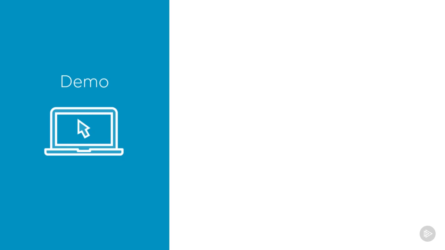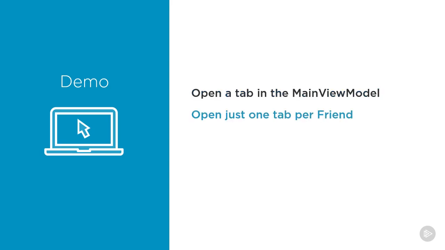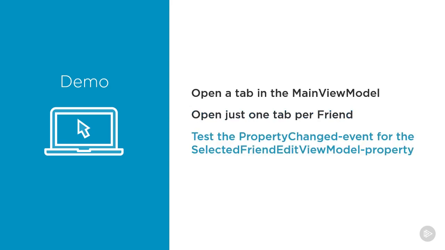You will learn now in this demo how to open a tab in the main view model. Then we will ensure that we open just one tab per friend. We don't want to have multiple tabs open with the same friend. And after we have done this, we also need to ensure that the property changed event is fired for the selected FriendEditViewModel property of the main view model. Alright, so let's start with opening a tab in the main view model.